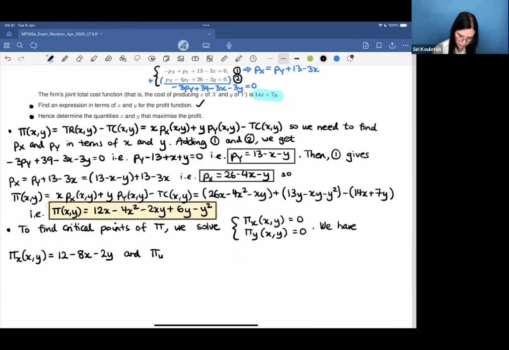Similarly, now we differentiate the profit function partially with respect to y. So now we treat x as a constant. And so we only need to look at the last 3 terms.